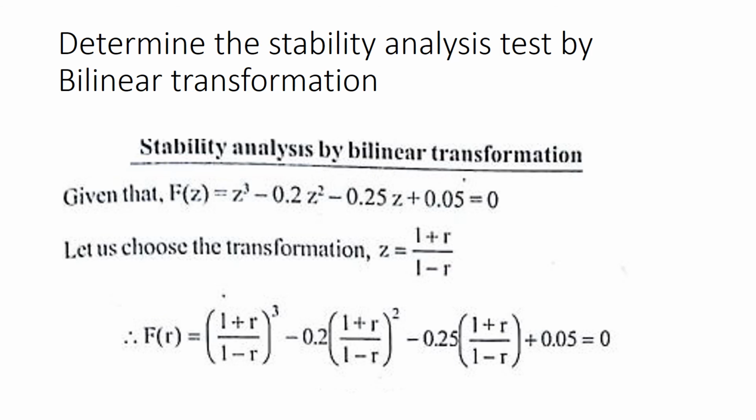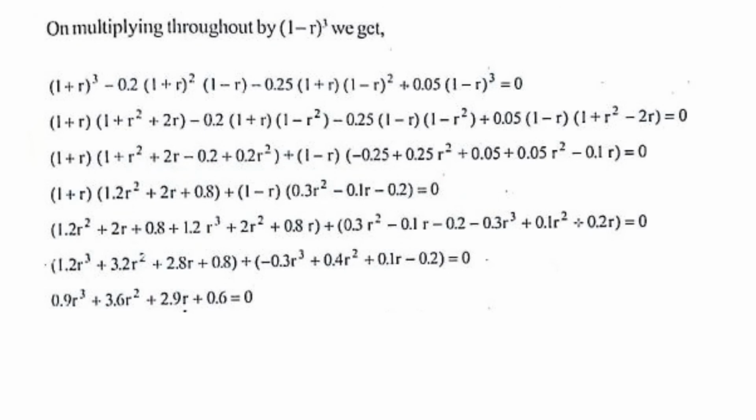Okay, so you have to take LCM and simplify the equation. Finally you will get an equation like 0.9 r cube plus 3.6 r square plus 2.9 r plus 0.6. So you have to open up your brackets, simplify, and collect your r cube together, r square together, r and constants together. Finally you get an equation like this. Simplification is a little bit complicated, so please be careful in simplifying.